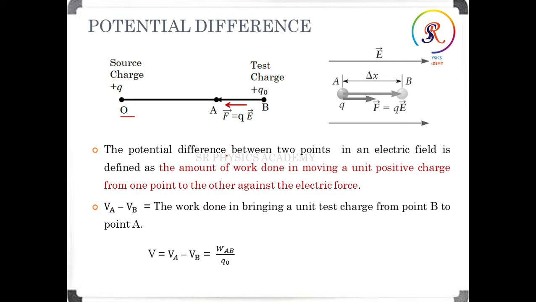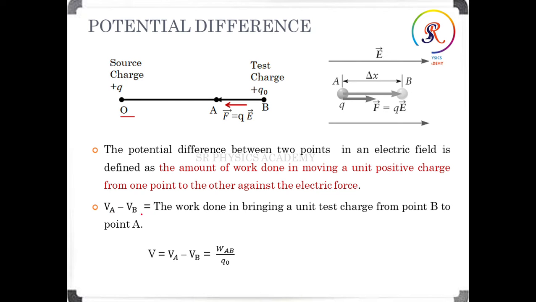So the potential difference between two points in an electric field is defined as the amount of work done in moving a unit positive charge from one point to the other against the electric force. Is it clear?